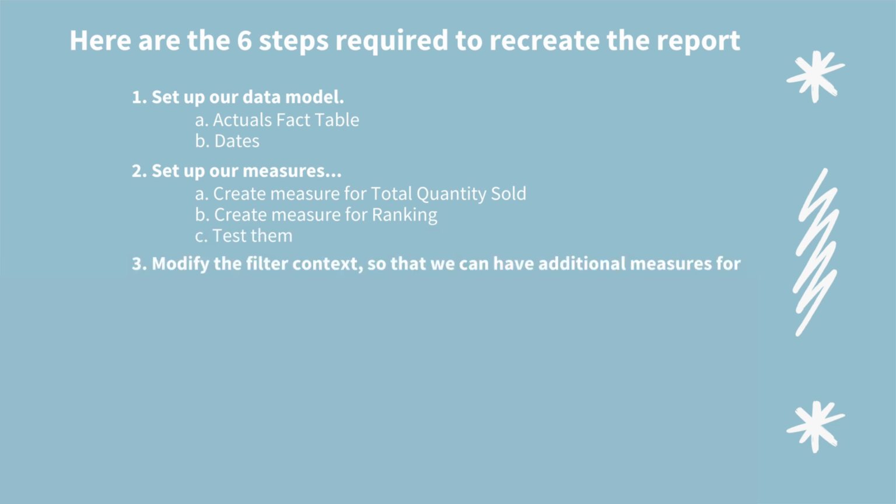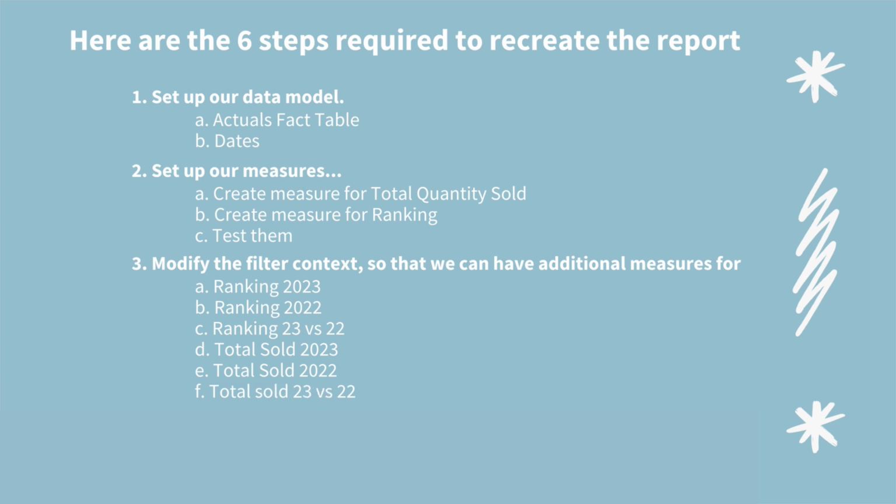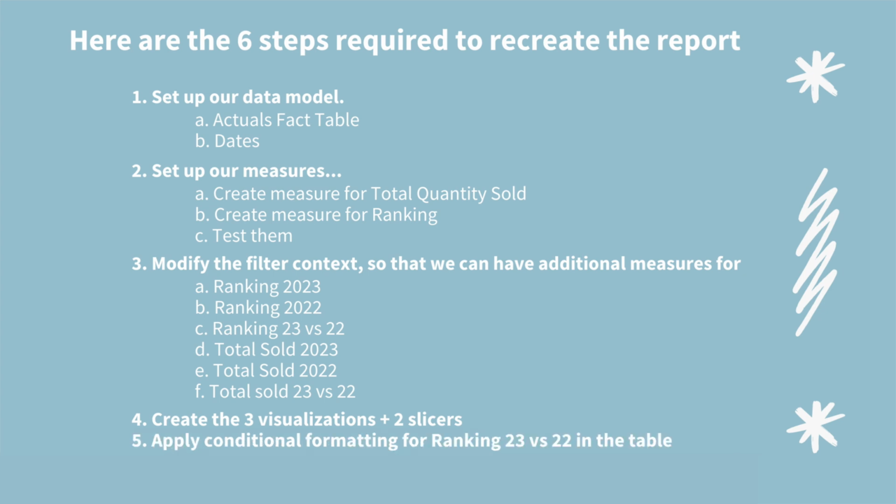And then step 3, modify the filter context so that we can have additional measures for ranking 2023 and 2022 and the difference, as well as total units sold in 2023, 2022 and the difference. Once we have completed the creation of all the measures, we should then apply them to create our visualizations. We will need 3 visualizations plus 2 slicers. And then step 5 is to apply conditional formatting for ranking 2023 versus 2022 difference in our table, as well as apply conditional formatting for our bar chart.